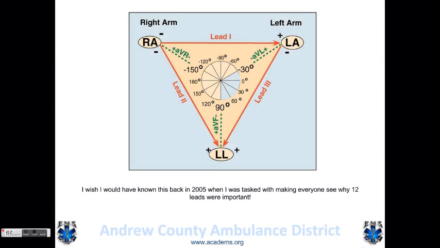Now, what I did do was in 2005, I was tasked with teaching everybody how to do 12 leads. I showed them the positive leads, the negative leads, the unipolar leads. I showed them the little wheel with the axis and how to interpret that and some of the things that it meant, which is important. All this is important, but it's not as important as what we're talking about today. Today we're trying to talk about a quick thing.